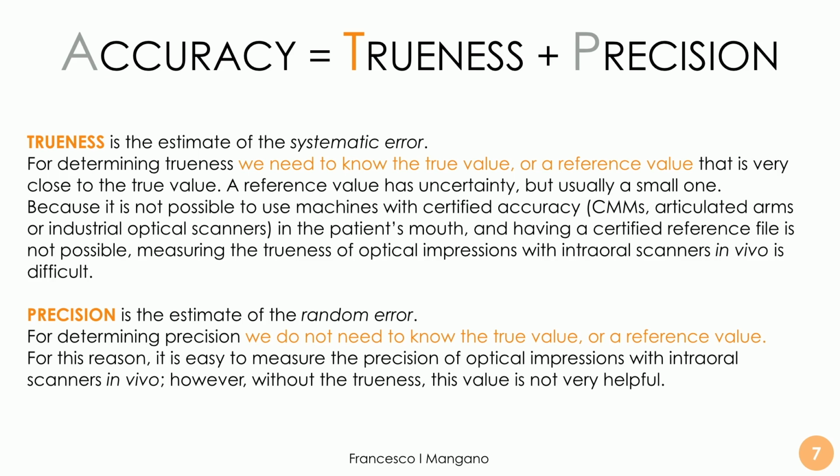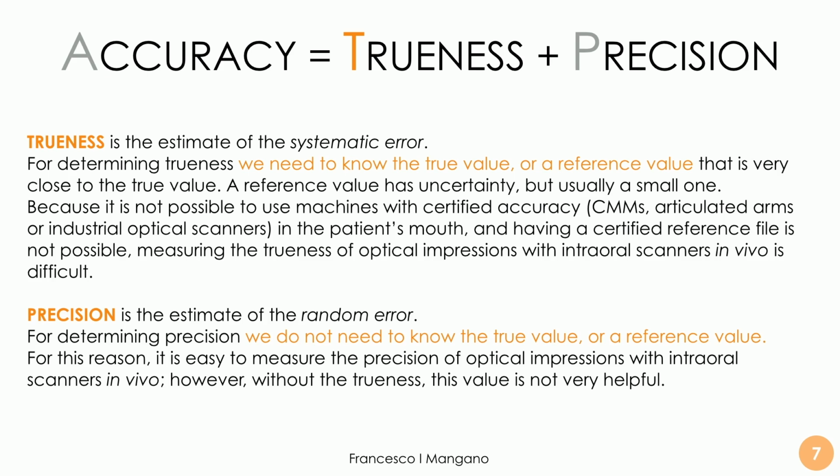Unfortunately, it's not applicable to use machines with certified accuracy, like, for example, articulated arms or industrial optical scanners, inside the patient's mouth. Having a certified reference file is not possible for us in vivo. So measuring the trueness of the optical impression with an intraoral scanner in vivo is quite tricky, it's difficult because of the lack of this reference. Some colleagues try to introduce some devices inside the mouth with known geometric properties in order to have some reference, but it's not so easy to calculate them.